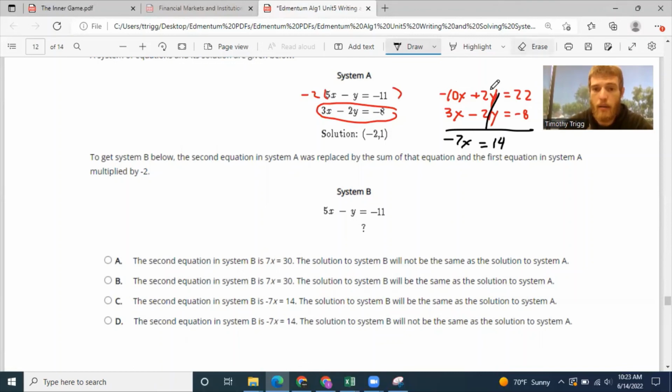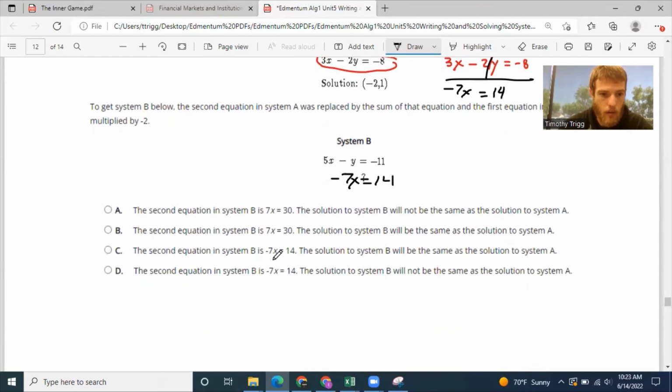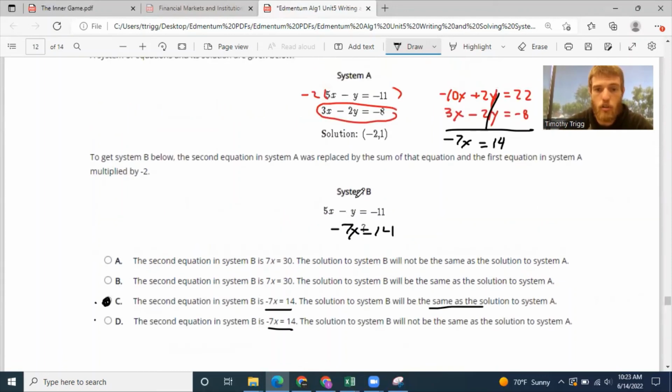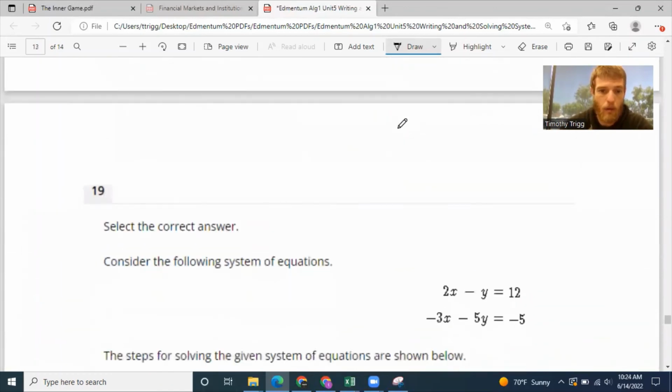I believe that's what they're looking for, -7x equals 14 here. So it's either, these both have that, right? So it's either C or D here. And the solution should be the same, right? So the solution to this new system will be the same as the solution to the previous system. Okay.